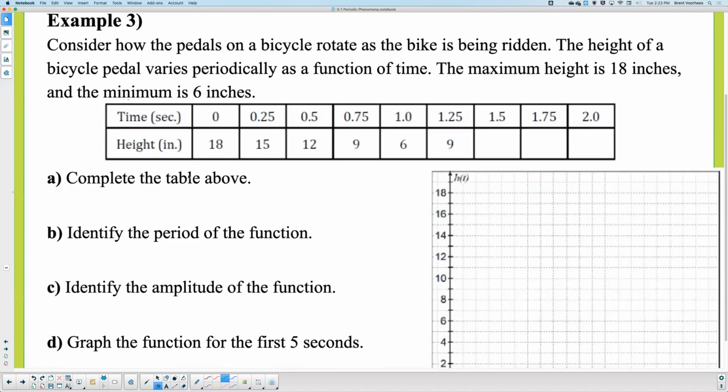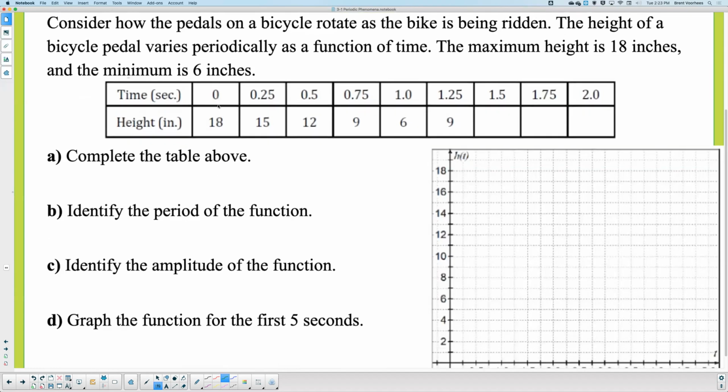So first, it says to complete the table. So let's look at our values. Oh, I never finished reading. The height of the bicycle pedal varies periodically as a function of time. The maximum height is 18 inches. The minimum is 6 inches. So we have 18, 15, 12, 9, 6, 9. What comes next? 12, followed by 15, finally 18. So how long does it take to go from maximum to maximum? 2 seconds. They're not pedaling very fast at all. A pretty slow pedal, in my opinion. 2 seconds to go one whole time around.